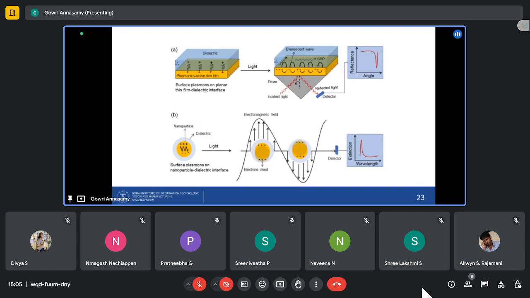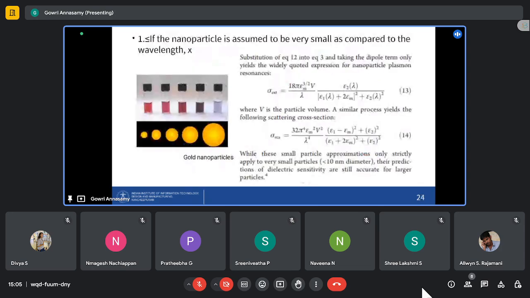So when they undergo this oscillation, you could see enhancement in the electromagnetic field, and when you irradiate light, it exhibits a peak absorbance. Clear? And as I mentioned already, the sigma extinction is what we are interested in. Here you could see in the figure nanospheres of different sizes. When you increase the size, eventually the color of the solution will also change, and in turn the peak absorbance wavelength will also be changing.